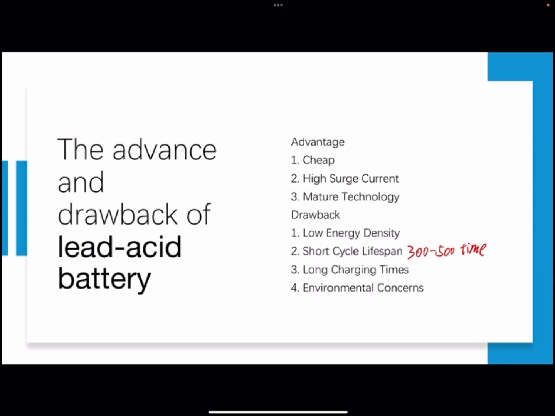And it also has a long charging time because the lead-acid battery can only bear a low charging current. That's why the charging time is very long, and it also has environmental concerns because the waste lead-acid battery has a lot of Pb2+. This ion is a kind of heavy metal ion, and it's very harmful for our environment. So this is a drawback, and that's why the lead-acid battery is generally going out of our vision.